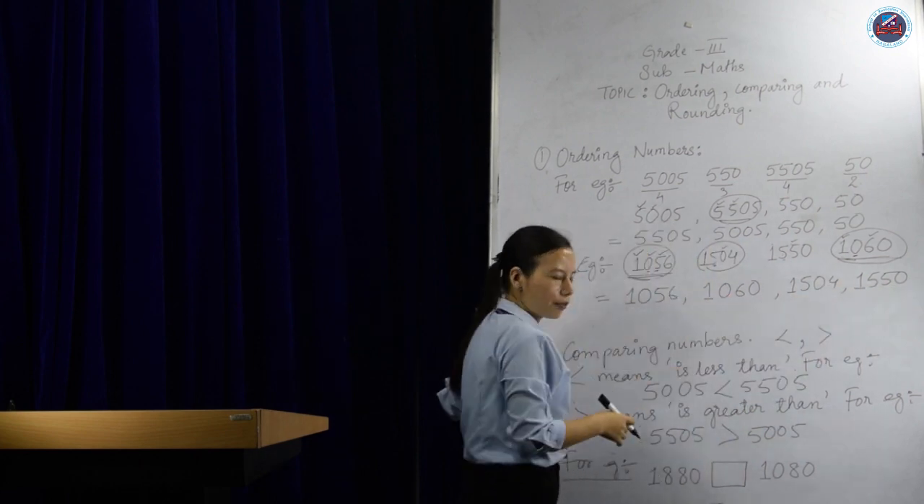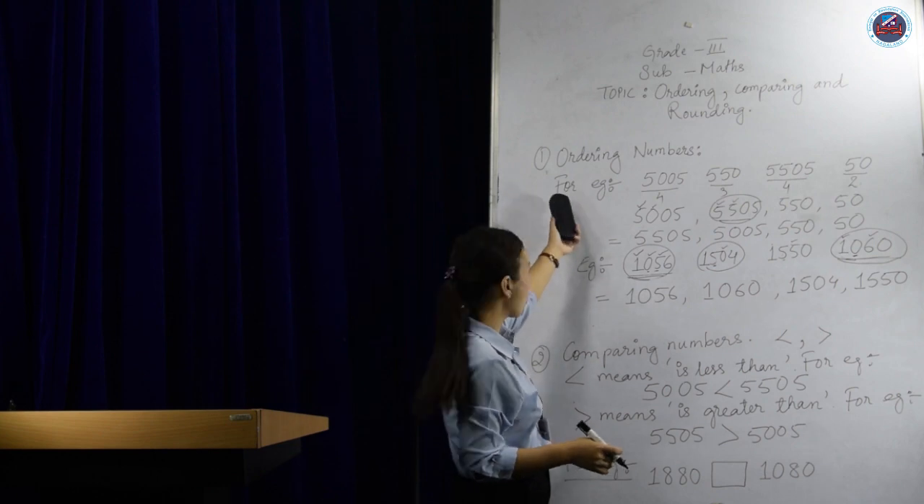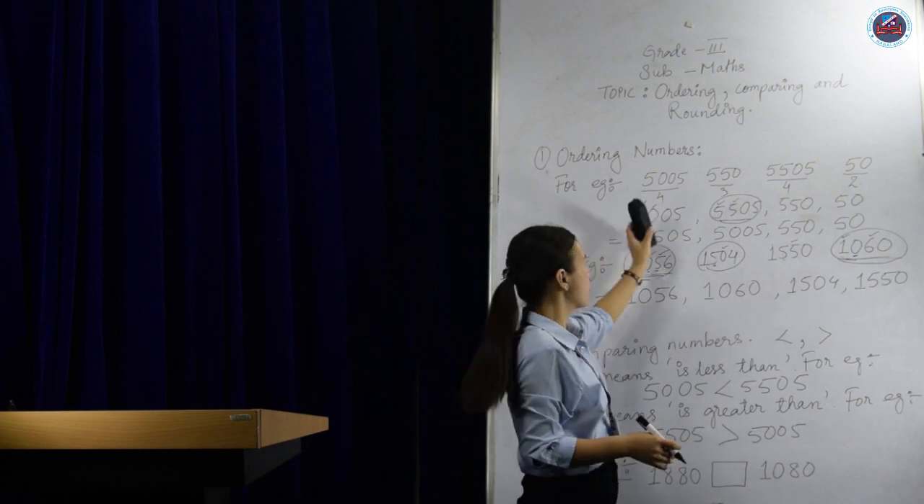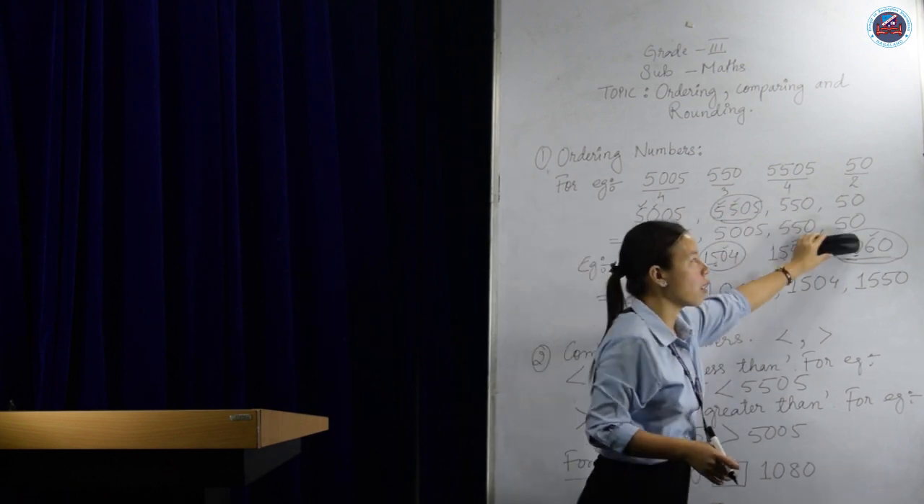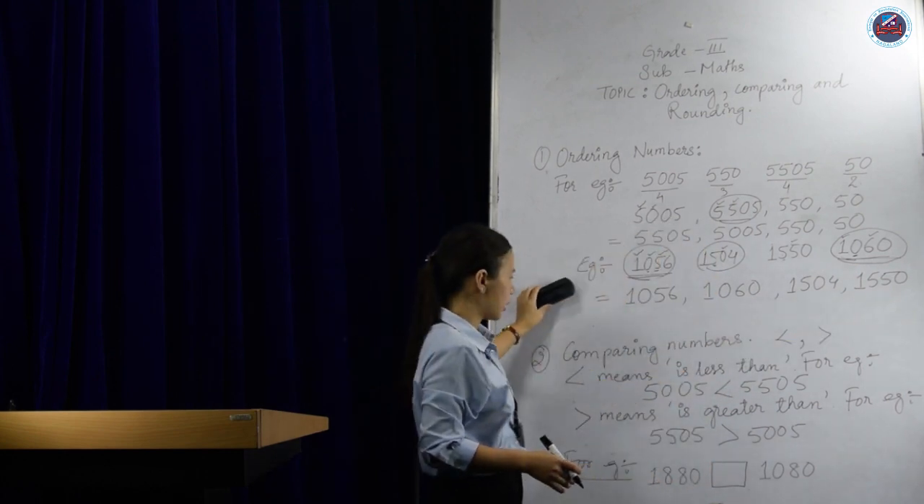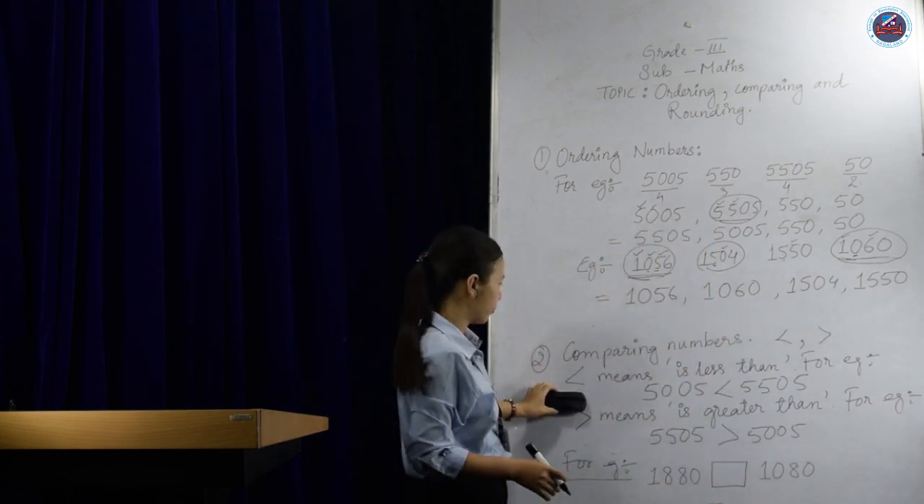So that's how we arrange numbers from the smallest to the greatest by comparing each of the digits in all the numbers. So that's how we arrange numbers in order, that is, in sequence, from the greatest to the smallest, and from the smallest to the greatest. Now let's quickly go to comparing numbers.